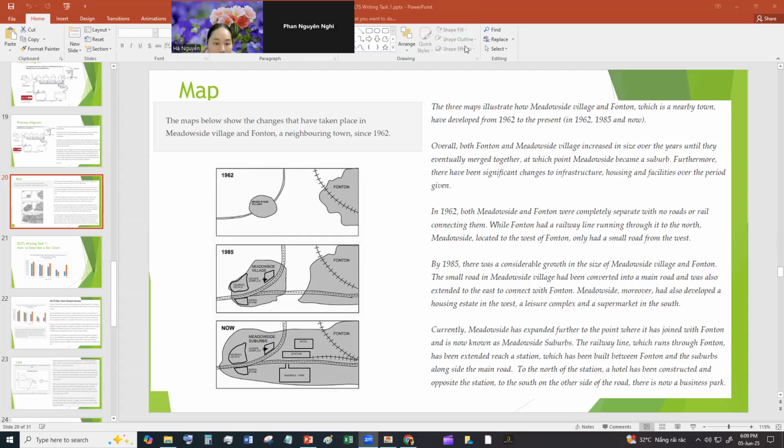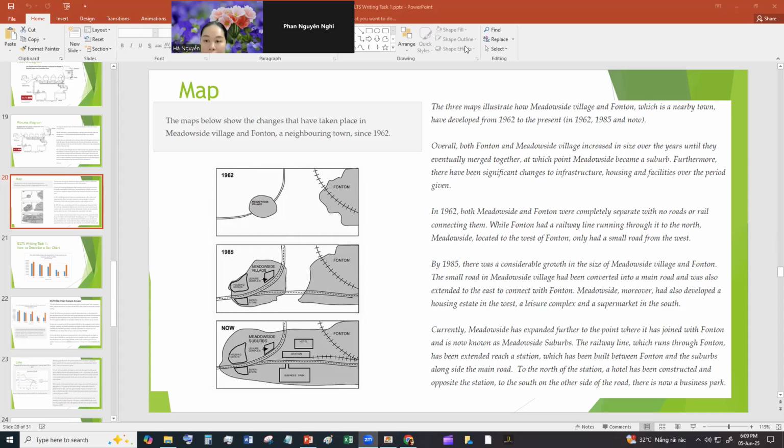Đầu tiên là cái phần mở đầu là đoạn văn thứ mấy nhé con nhỉ? Where is the introduction? Which paragraph is the introduction? I think the first one is the introduction.